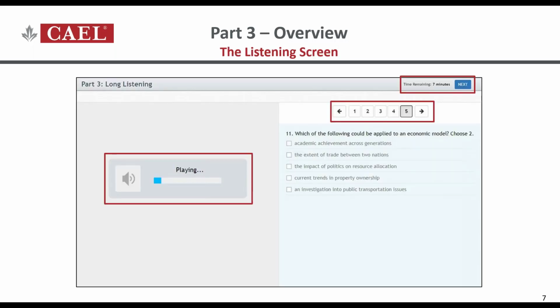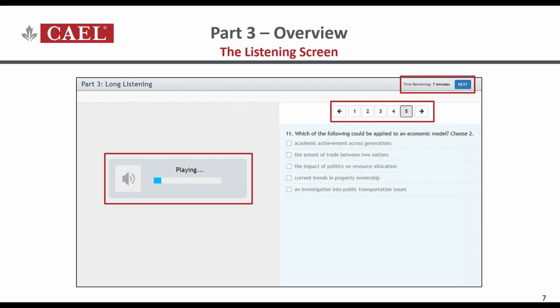All right, so I want to draw your attention to a few important features of the listening screen. While the audio is playing, you can see a blue play bar on the left of the screen, that's the blue bar there. When the audio is almost finished, the blue bar will move more and more to the right. So when the audio is finished, the blue bar will be complete. In this example, we're still at the beginning of the listening passage.